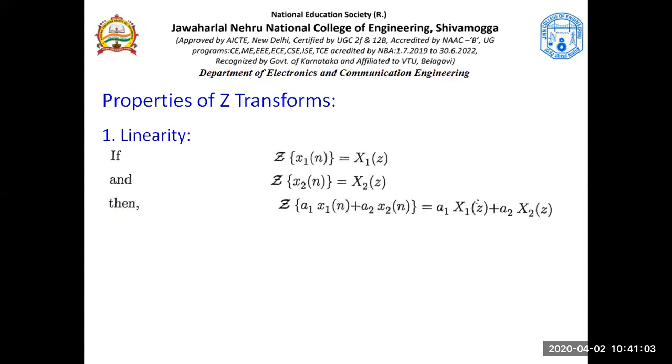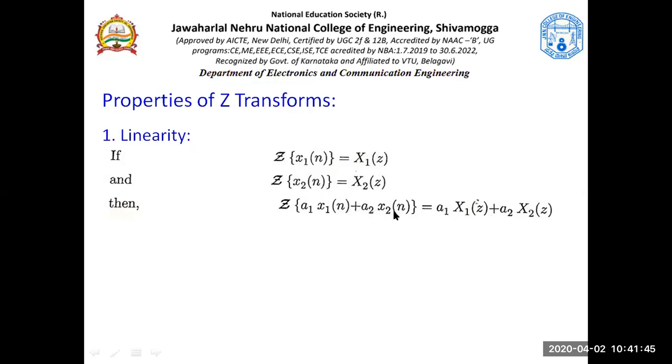The first property is linearity, which is quite a simple property. If you apply the Z transform on x1 of n, it looks like X1 of z. If you apply the Z transform on x2 of n, it looks like X2 of z. When we go for linearity, we consider the sum of these two signals, and this is not just x1 of n plus x2 of n. What are a1 and a2 doing here? A1 is the weight that we have assigned to x1 of n. It's the weight, not the time.